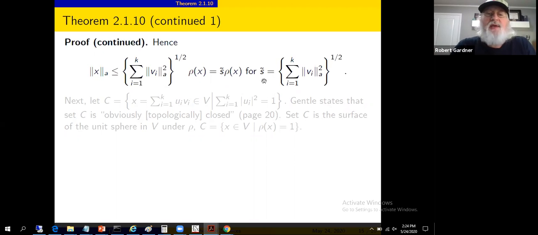So S tilde is taken to be the square root of the sum from 1 to k of the A norms of those basis vectors squared.